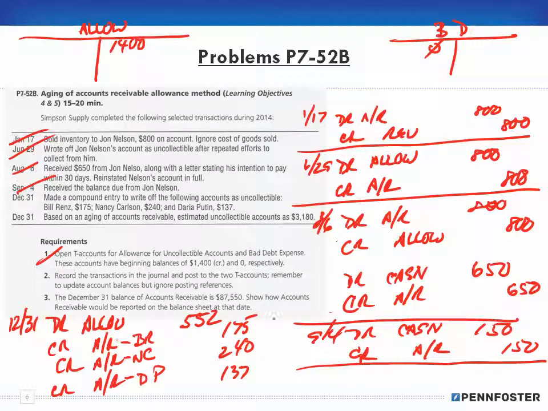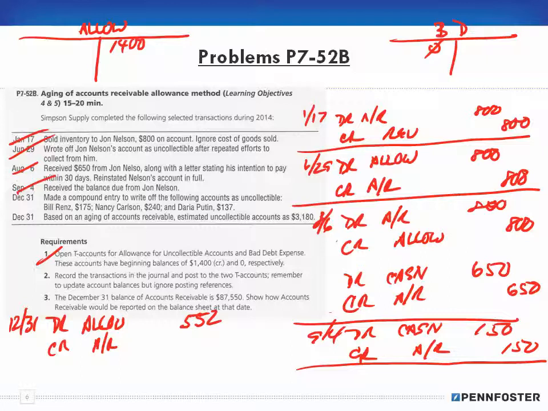But the reality is you're not going to create an accounts receivable for each and every customer, because then you'd have 50 accounts receivable accounts. So this journal entry is not realistic. Instead, what you would do is make your credit to accounts receivable for $552, and as part of your note, you would put Bill Rentz, the 175, Nancy Carlson, 240, and Daria Putin, 137, to write off accounts receivable for Bill Rentz, Nancy, and Daria.